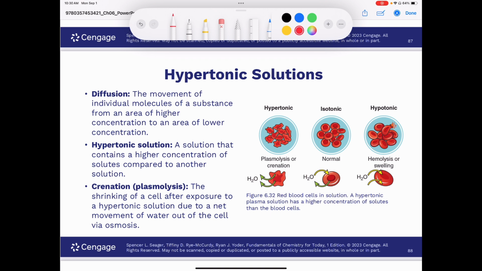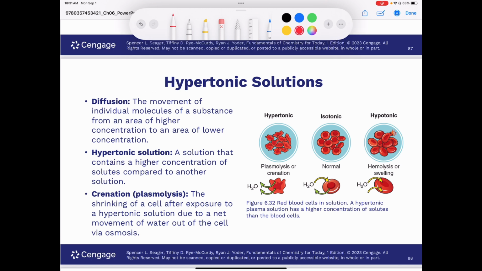A hypertonic blood plasma solution has a higher concentration of solutes than the interior of the blood cell. In a hypertonic solution, the osmotic pressure on the inside of the cell is greater than on the outside of the cell, resulting in an overall net flow of water out of the cell. When this happens, the blood cell shrinks and crenation or plasmolysis is observed.